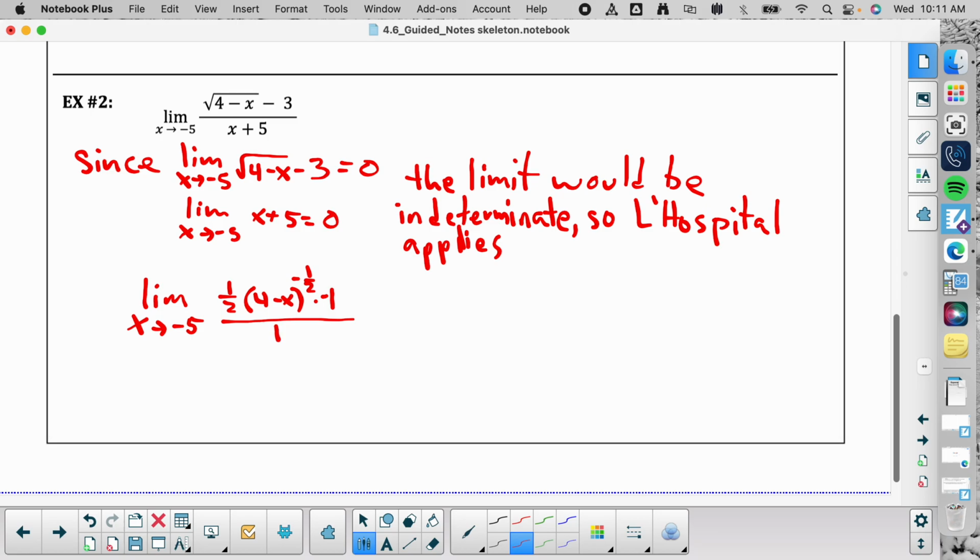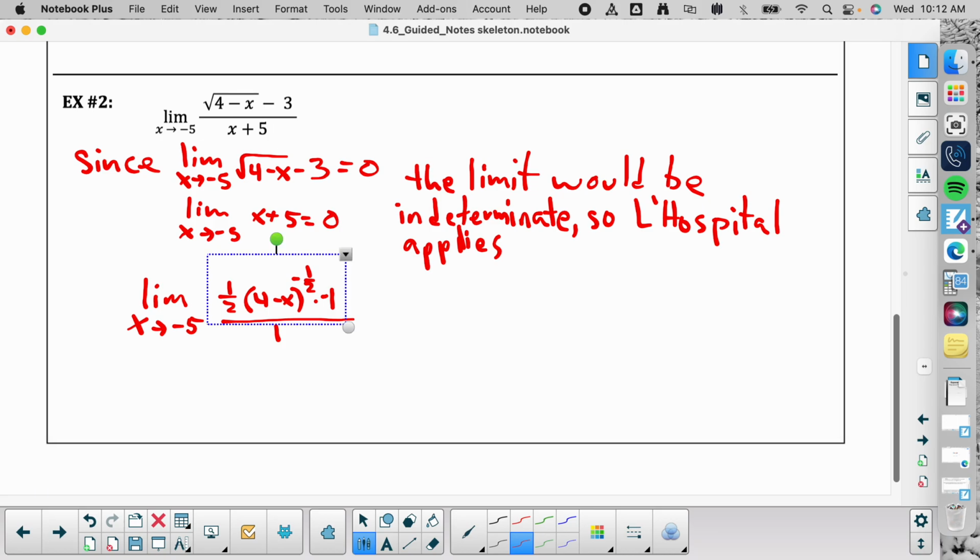Oh, I like it. The derivative. I'm assuming that's gonna be an answer that we can get. Wait, why is it on the top instead, like where -3 is? The derivative of -3 is 0. Yeah. This -1 is the derivative of 4 minus x.